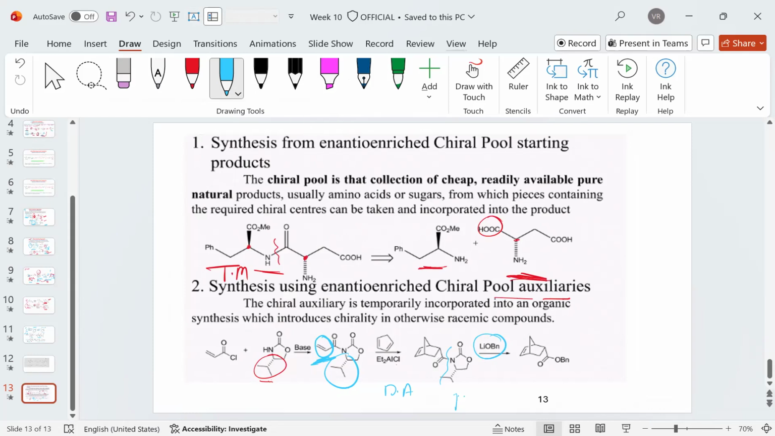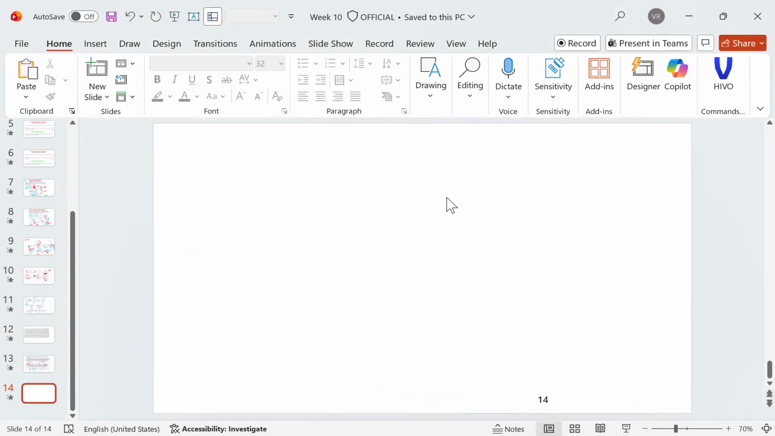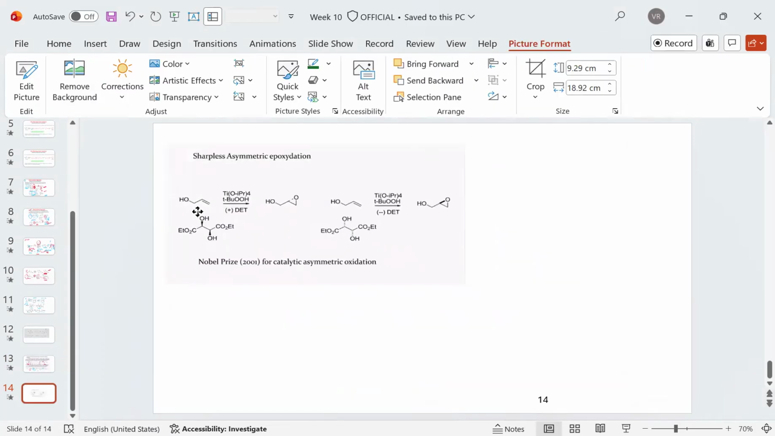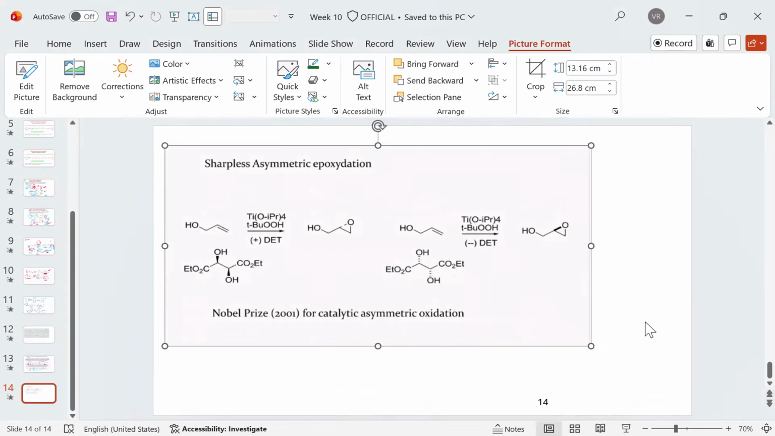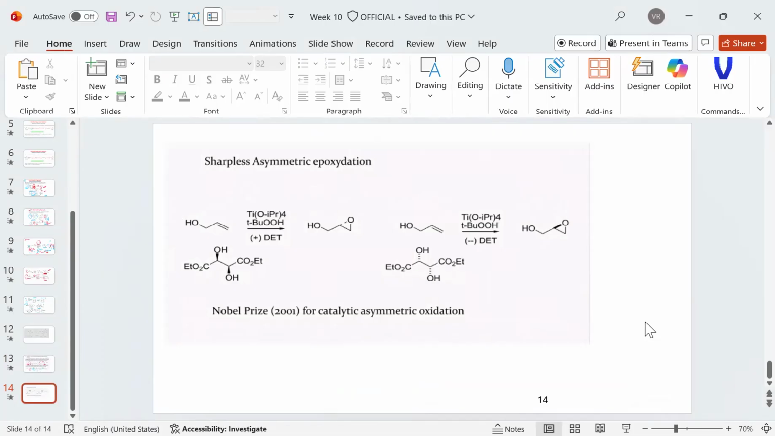Any doubt in this one? Do you know how the Diels-Alder reaction works? There are also some examples which involve particular reagents, and you may be aware of the Sharpless epoxidation reaction. This is an example of the Sharpless epoxidation. Basically, we have diethyl tartrate in the form of plus diethyl tartrate or minus diethyl tartrate. If you just Google the structure of diethyl tartrate, you will get to know.